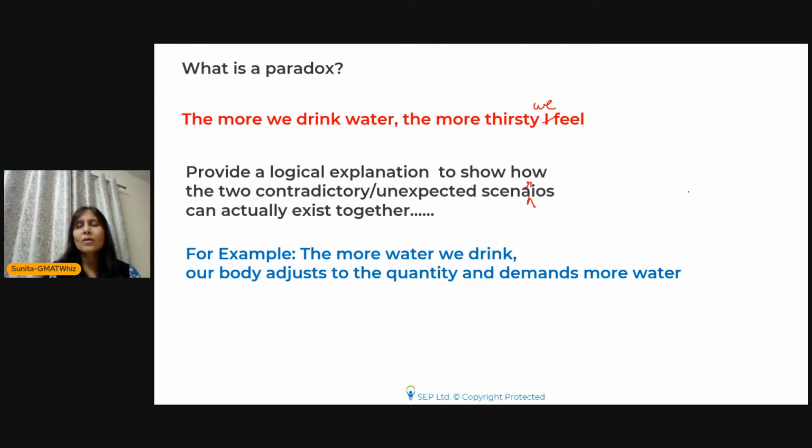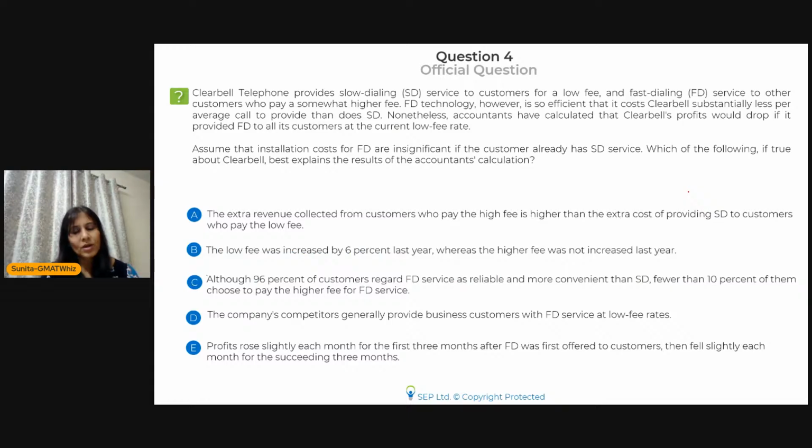Okay, so paradox. How to resolve a paradox? The first thing you need to do is identify what is paradoxical in the given stimulus, and then keep that as your scope and go about finding an explanation for that. So here comes a question for you. Take a shot at it.